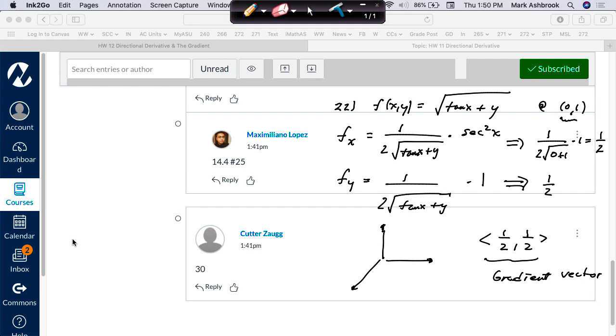Yeah, if it says late for this one, that won't be counted against you because I messed up when I posted it. But if you think I made a mistake, don't hesitate to reach out so I can get it corrected. Okay? All right, so gradient vector.